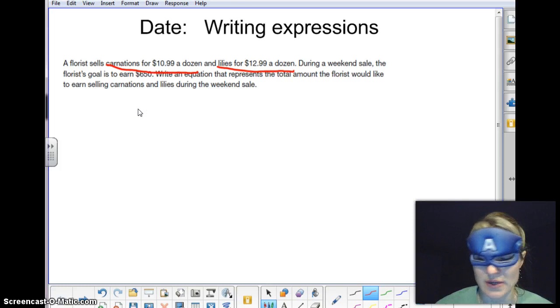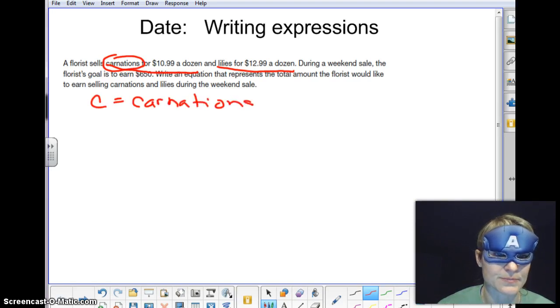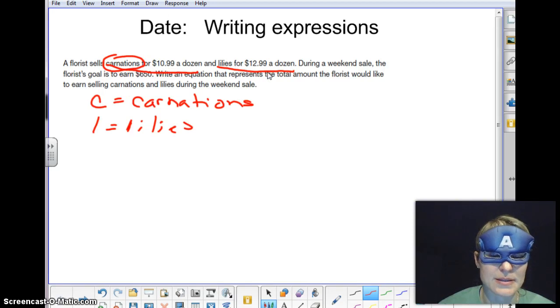So the first thing we do is define our variables. So the first thing we have is carnations. So we can just very simply say C equals carnations. That's defining your variable. And then we can use L for lilies. Okay, so I know that it's this many a dozen for carnations and this much a dozen for lilies. So these equations write out pretty simply.